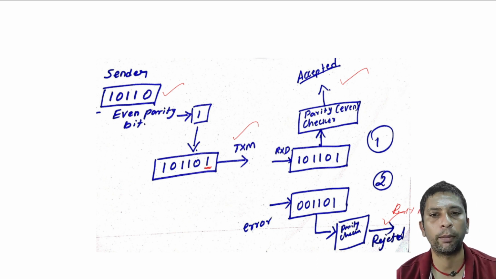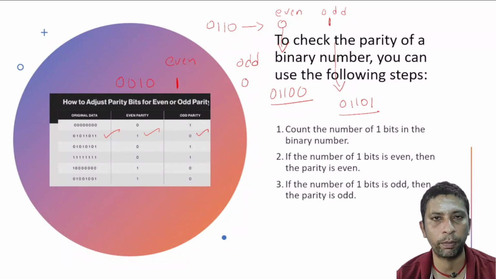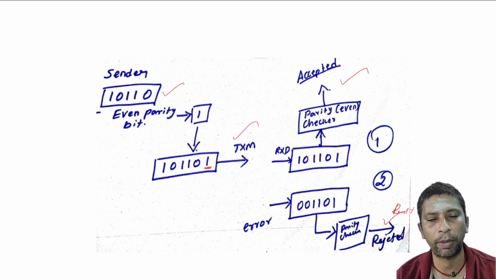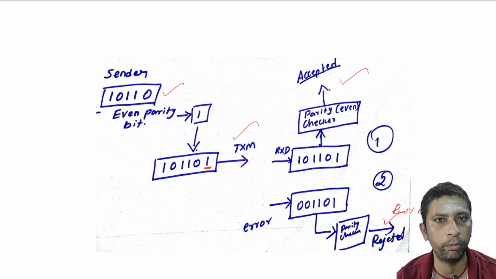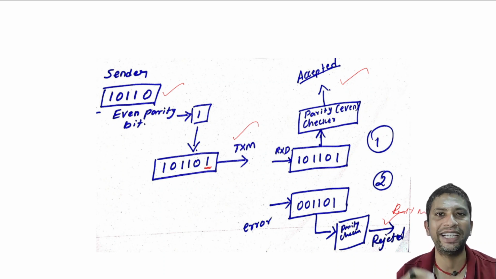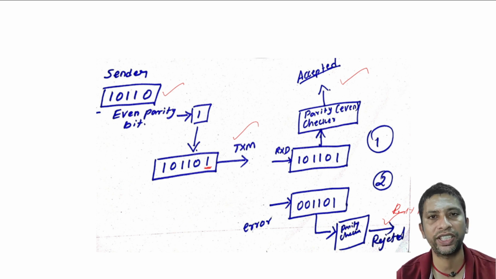This is about the parity encoder: how the even parity is done, how the odd parity is done, how the parity is checked, right? This parity can check only a one-bit change and it can only detect, right? There are some codes which can detect and also are able to correct it.